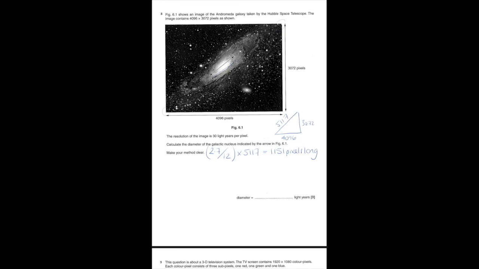Okay, been told that the resolution is 30 light years per pixel, so 1151 pixels at 30 light years each gives a value of 34539, or very roughly 34500 light years. Okay, now a bit of leeway here. Your value for pixels can be anything between 1,000 and 1,200, and ultimately then you can get anything between 30 and 36.